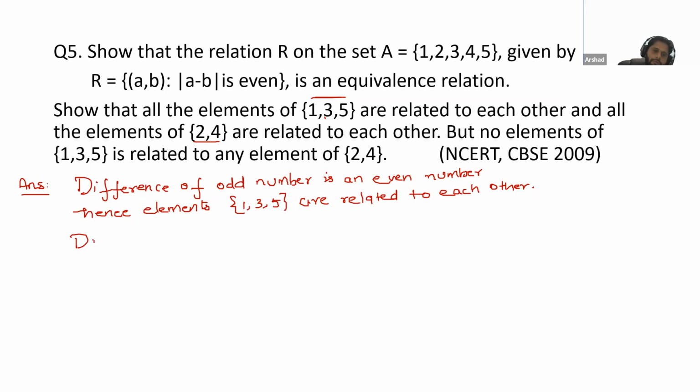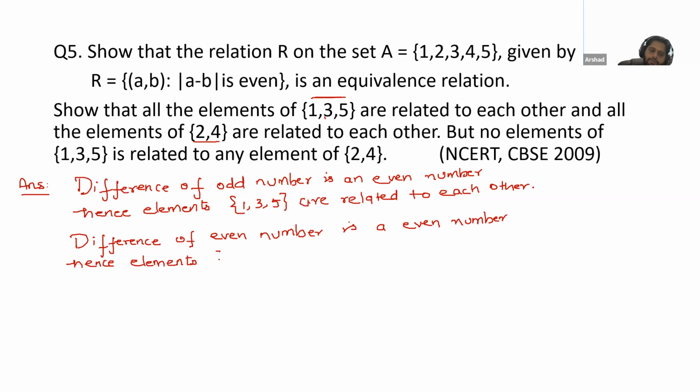Next, the difference of even numbers is an even number. Hence, elements 2, 4 are related to each other, but no element of {1, 3, 5} is related to any element of {2, 4}.